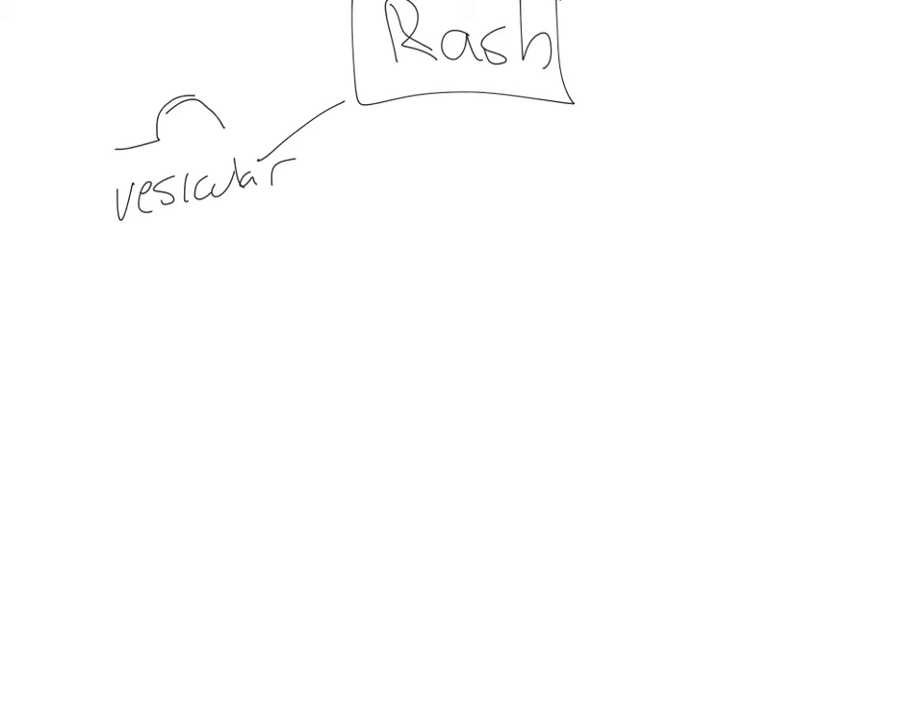Okay, so let's start by writing the word rash up at the top. That's our master clinical sign we're dealing with at the moment. And then let's break that into some subcategories. First over here, we're going to put vesicular rashes. So those are the ones that more or less erupt and are kind of fluid-filled.